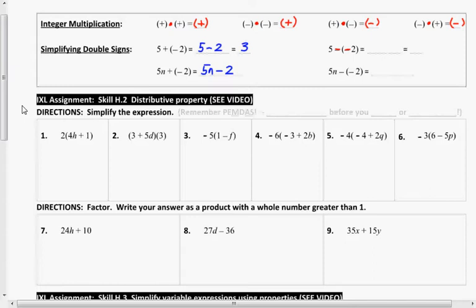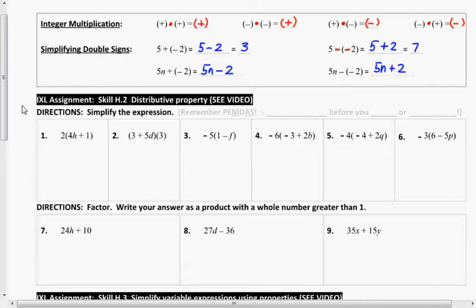When you subtract, you go to the left on the number line, but when you subtract a negative, it turns you back around in the positive addition direction. So really, we want to simplify 5 minus a negative 2 as 5 plus 2, which is, of course, 7. When it comes to a variable expression, instead of 5n minus a negative 2, we want 5n plus 2. So simplify double signs. That's a good idea here.